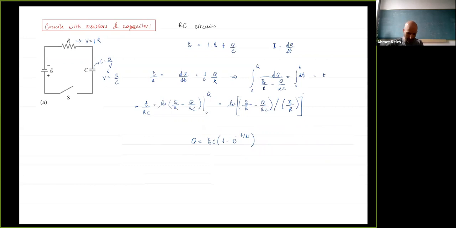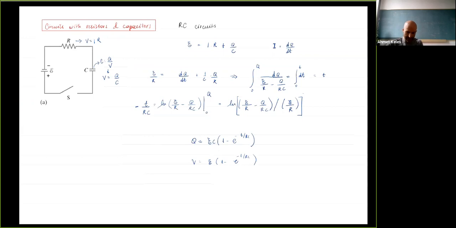Now, if Q is known, I can calculate V, because V is written in terms of Q here. So let's do this using this equation. So then V is going to be equal to basically Q over C, which is E times 1 minus, okay, let's write the same form, e to the minus t over RC.